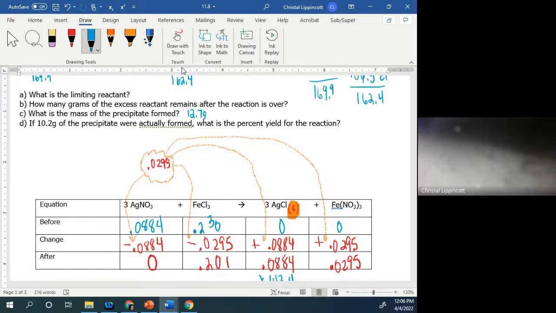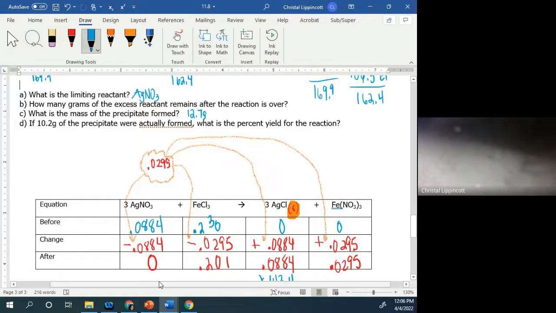What was the limiting reactant? There's 2 ways to know what the limiting reactant was. Which prevented us from making more stuff? Which one of these things prevented us? The first one, right. It has a 0 value here, and it was the one that we used for the cloud value. So that is AgNO3.